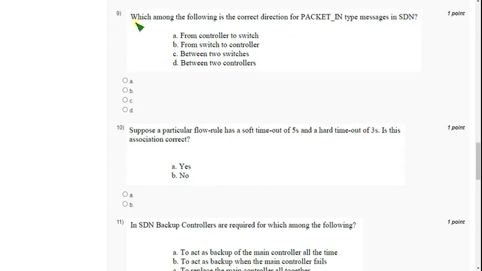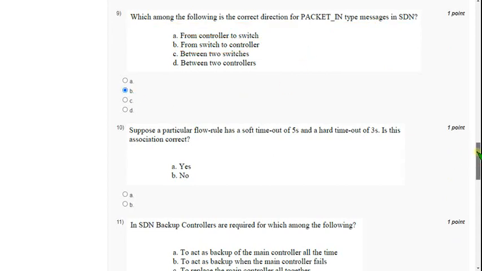Next question: which among the following is the correct direction for packet in type messages in SDN? So for the ninth question, the answer is option B, from switch to controller. Mark option B.